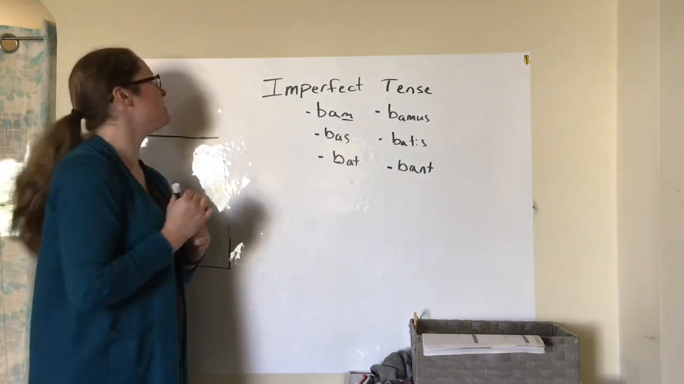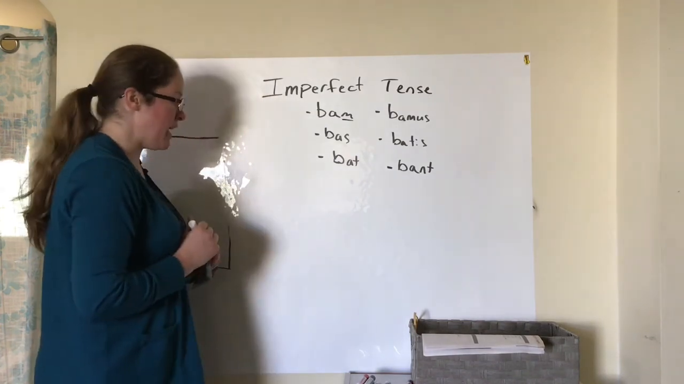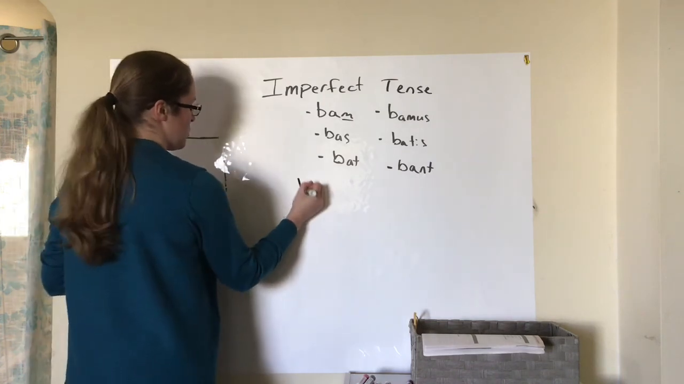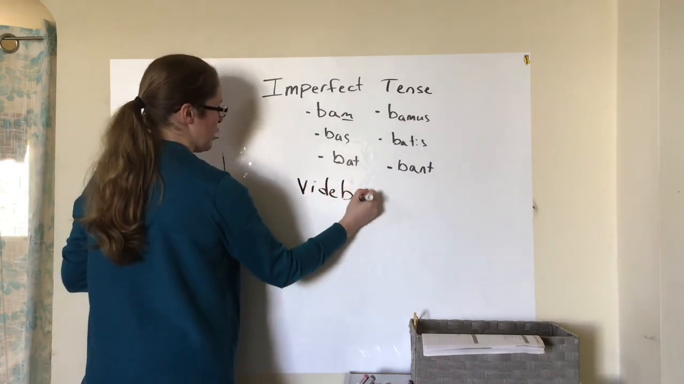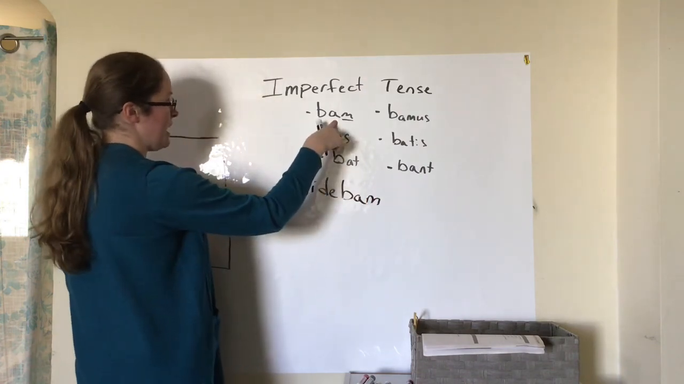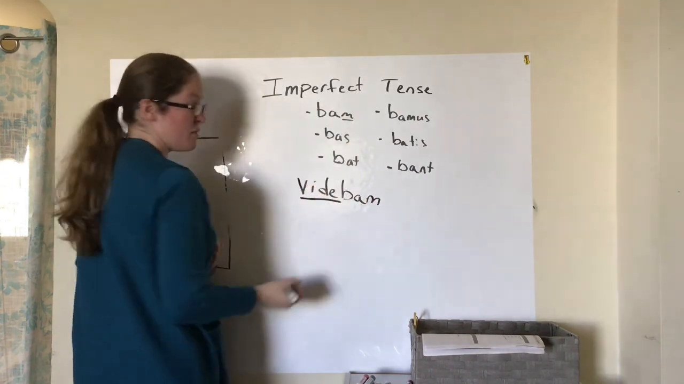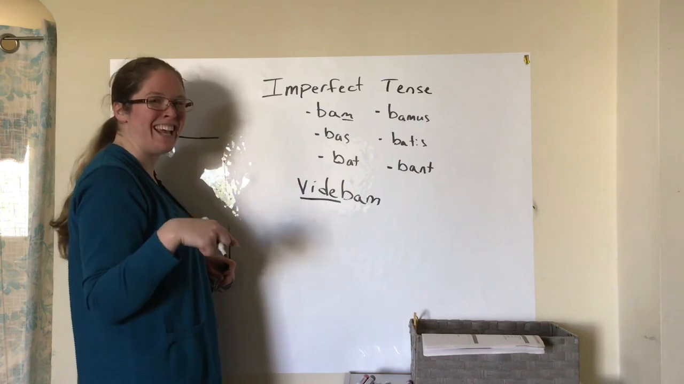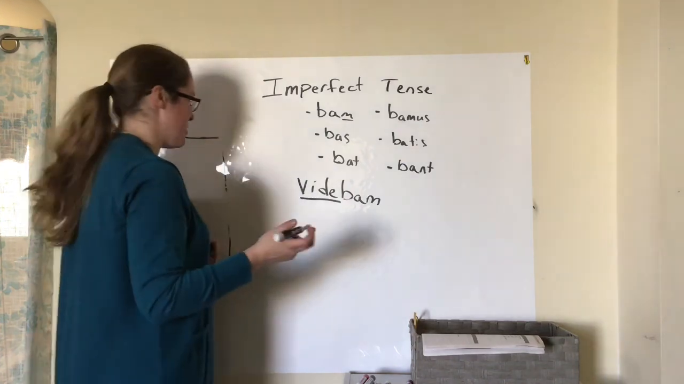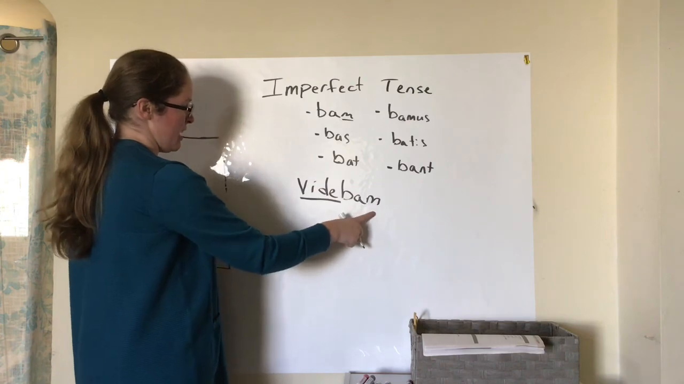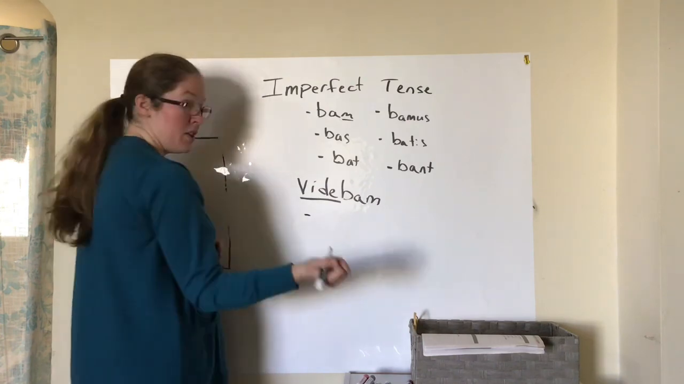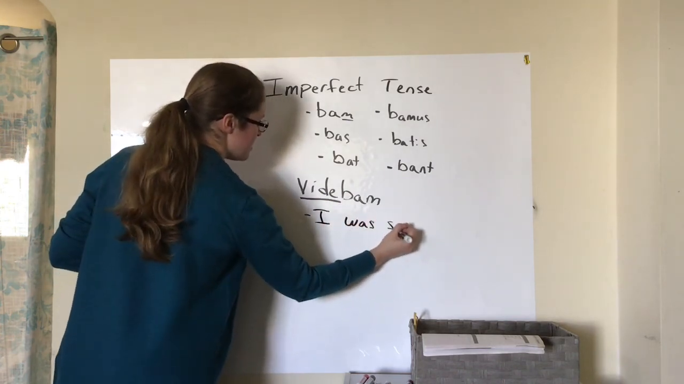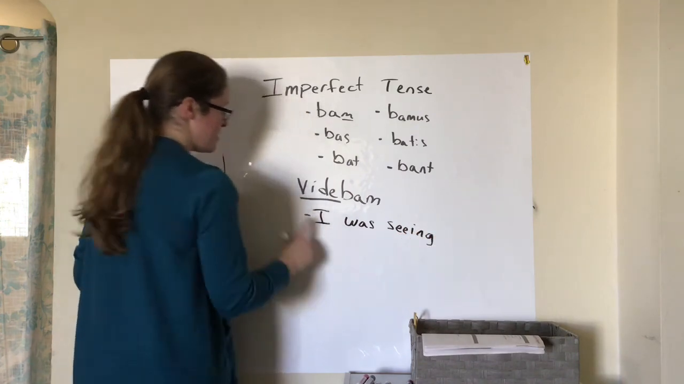All right, so let's go with another verb here. Let's start with videbam. Bam we know is I in the imperfect. Vide comes from video, videre, vidi, visum. Sorry, I don't know what my brain was doing there. So, see, and this is I, but it's imperfect tense. There are 3 ways to translate the imperfect tense. I was seeing, that is called the past progressive.